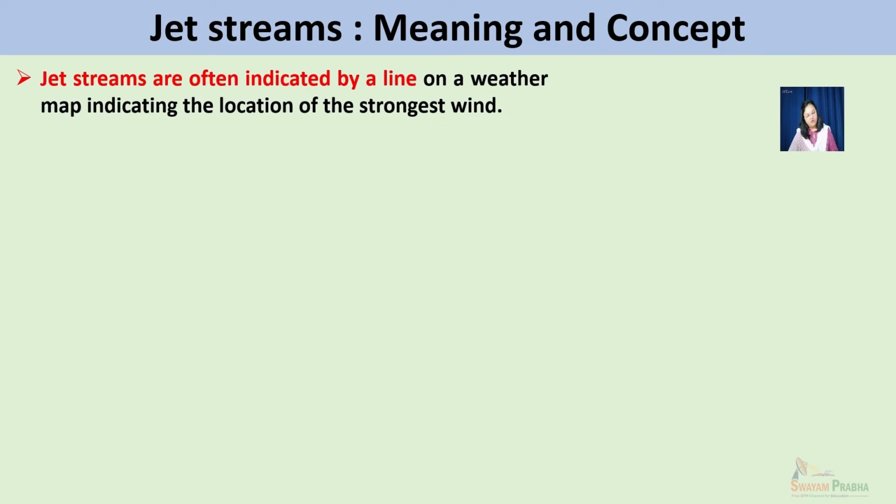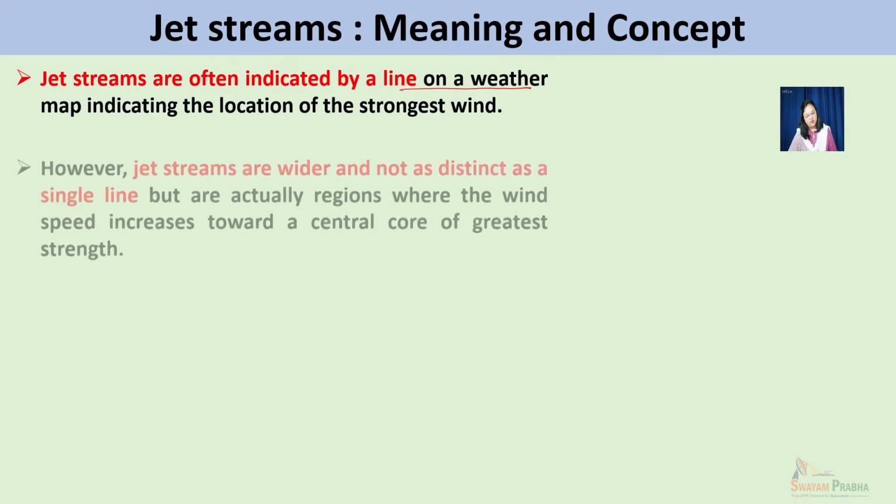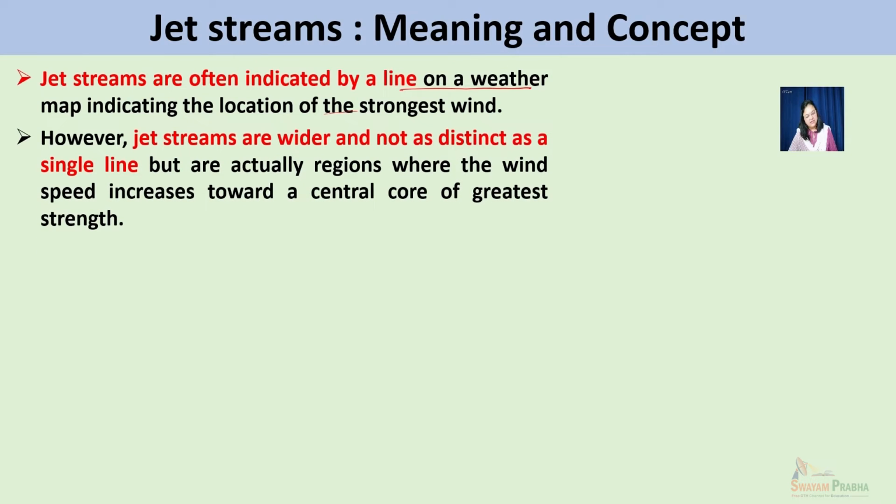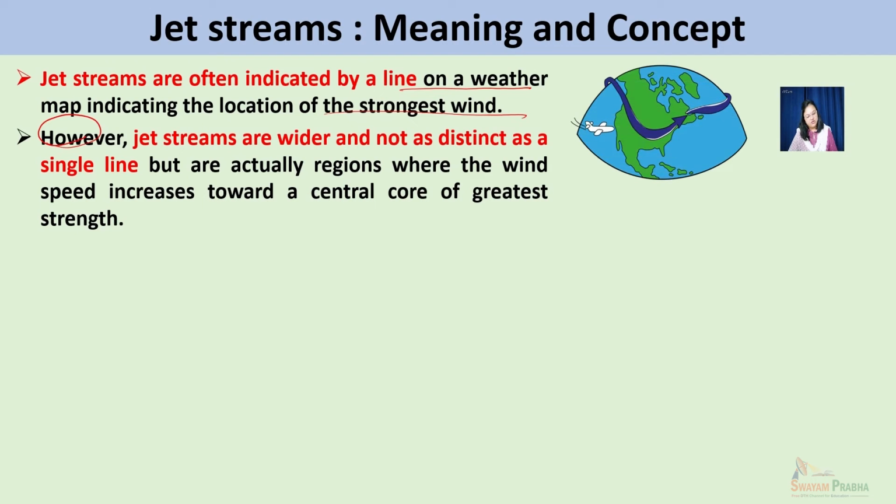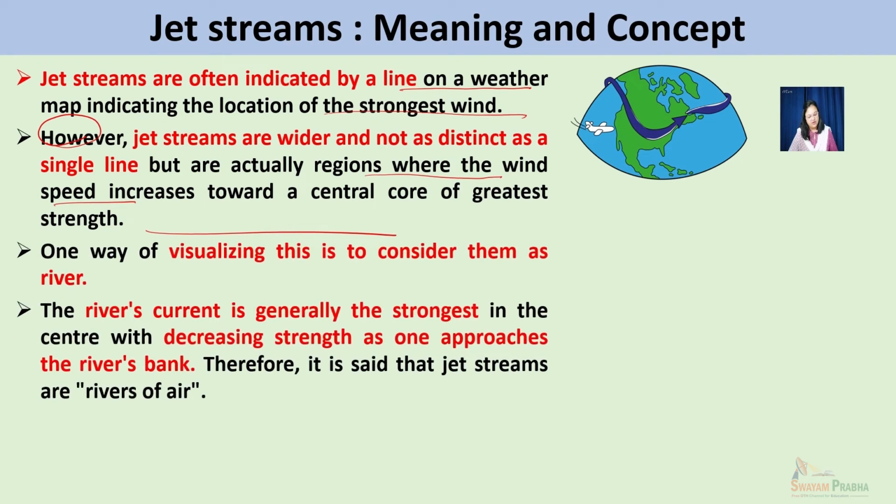Jet streams are often indicated by a line on a weather map indicating the location of the strongest wind. However, the jet streams are wider and not as distinct as a single line, but they are actual regions where the wind speed increases towards a central core of greatest strength.